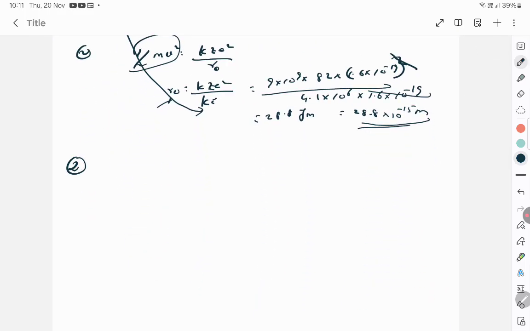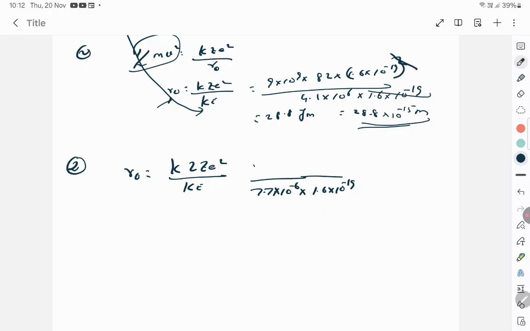Example 2. In a Geiger-Marsden experiment, what is the distance of closest approach of the nucleus to a 7.7 mega electron volt alpha particle? This question is only about the alpha particle before it comes to rest and reverses direction. The distance of closest approach formula for that will be k into 2Ze square by kinetic energy. They have already given in this question the energy of the alpha particle, 7.7 mega electron volt, which can be plugged in here.